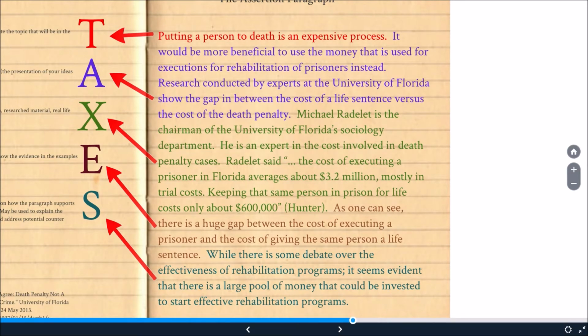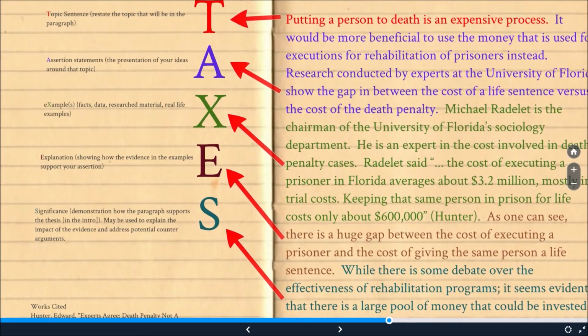Let's move along right here. So this part I think is crucially important, and it's something that's really missing from the previous example using the save evidence. It says, as one can see, there's a huge gap between the cost of executing a prisoner and the cost of giving the same person a life sentence. So if you look at the fact that I provided, that I researched and found, it says that it costs $3.2 million to execute someone. It costs $600,000 to keep them in prison for the rest of their life. So there's a huge gap in the cost of executing a prisoner and the cost of giving a person the death sentence, right? So you can see that $3.2 million and $600,000, huge things.